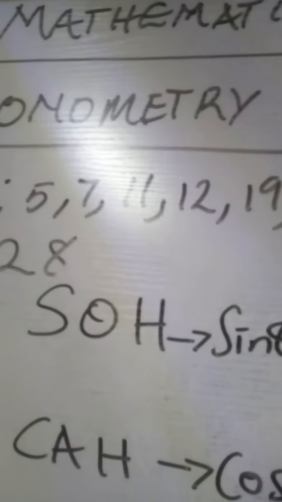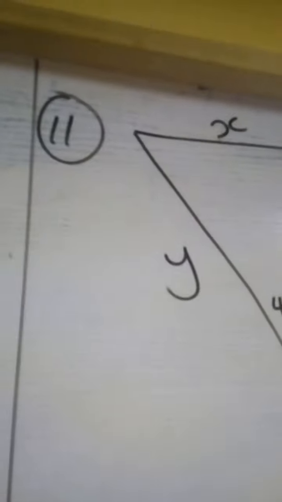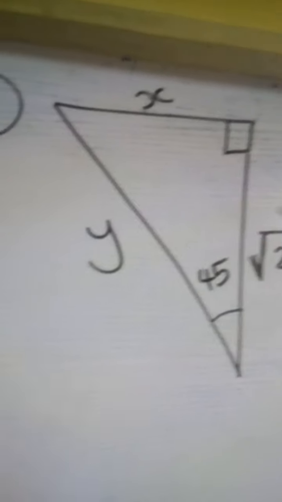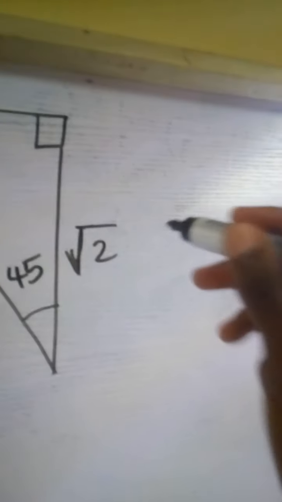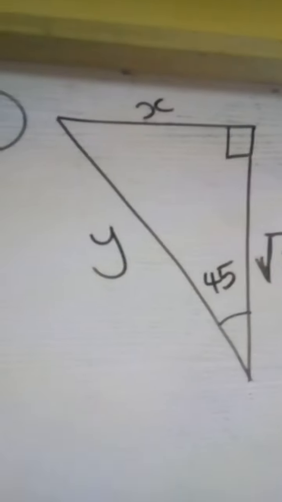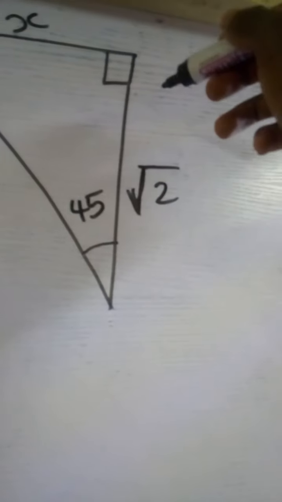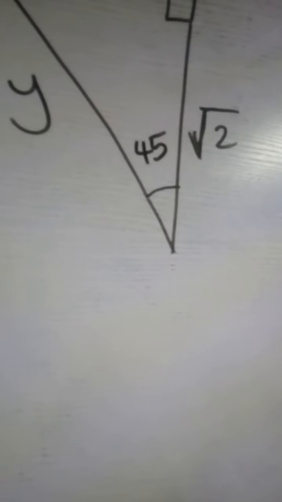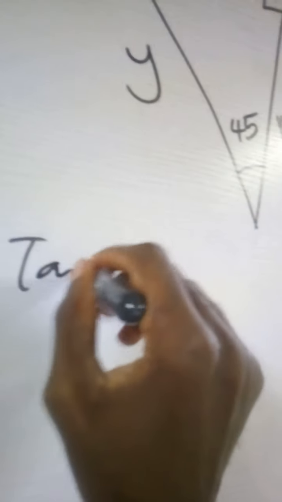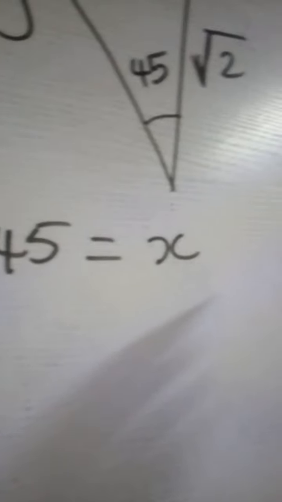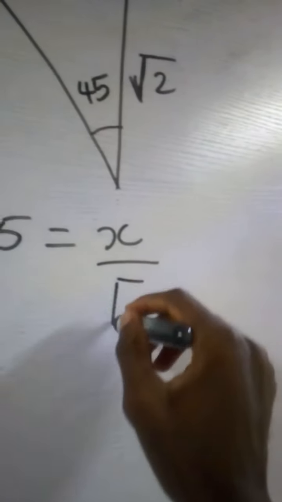Next, we go to number 11. Yes, question 11. We were given y here, x here to find, root 2 as the other side, and this angle is 45. Firstly, find your x. X is facing 45, that's opposite. And once again, you've already been given the adjacent. So that means we're still using TOA, which is tan 45 equals opposite, which is x, all over adjacent, which is root 2.